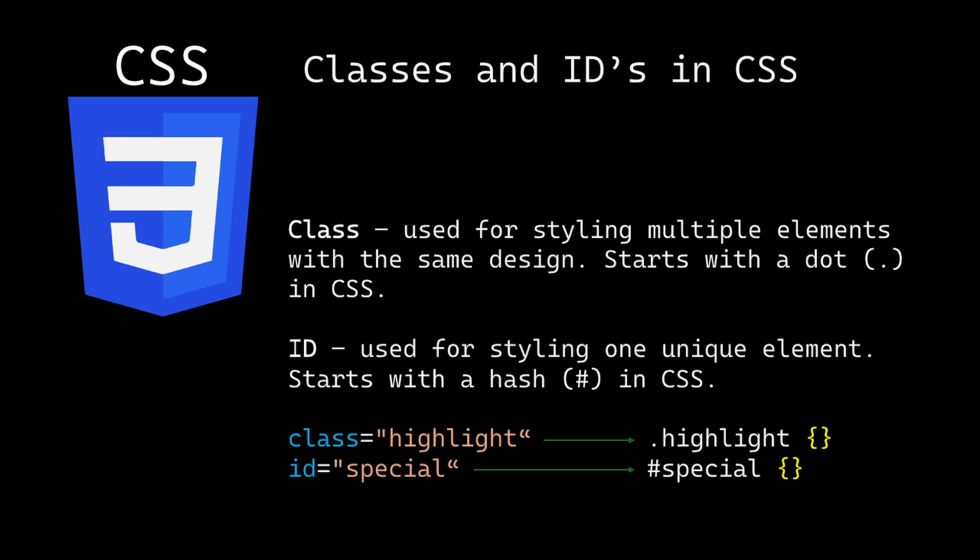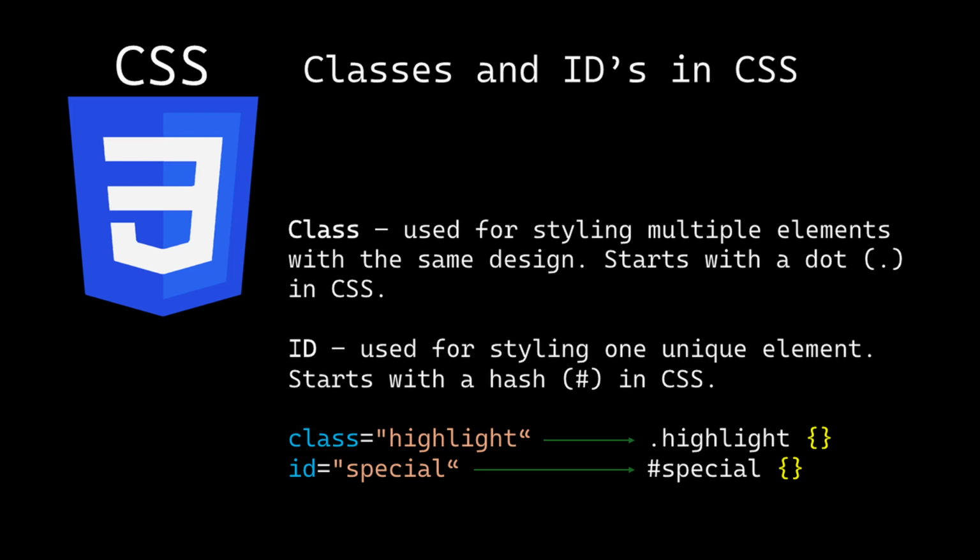You can also style with classes and IDs in CSS. Sometimes you might want to style specific elements directly. The class attribute is used for styling multiple elements with the same design. In CSS, we denote a class with a dot, and an ID is used for styling one unique element, and it starts with a hashtag.